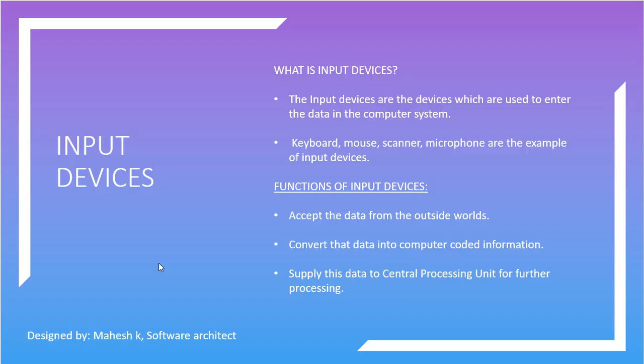Function of input devices: accept data from the outside world, convert data into computer coded information which the computer can understand, and supply this data to the central processing unit for further processing. So once the user provides any input on the keyboard, like 1 2 3 4 5 or any letters A B C D, the computer will accept this data as input, process it and supply the data to the central processing unit. This is how an input device functions.